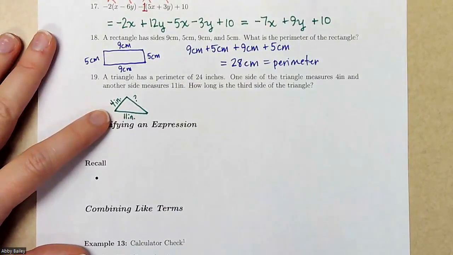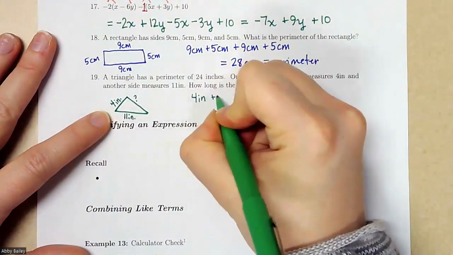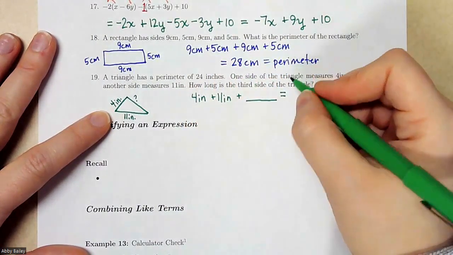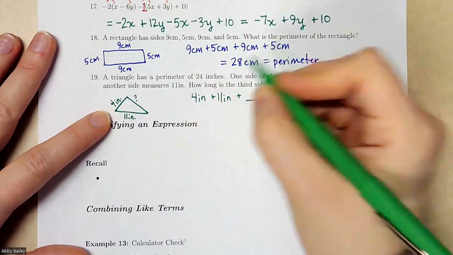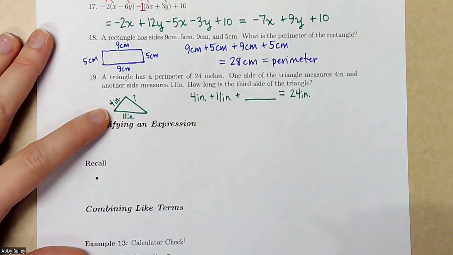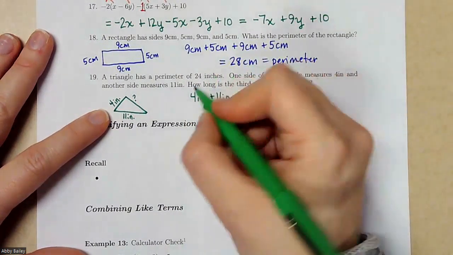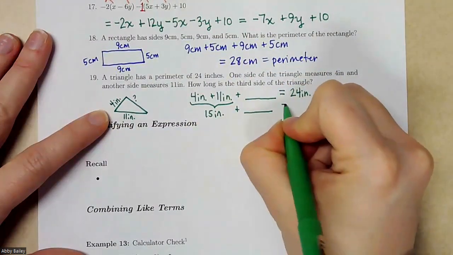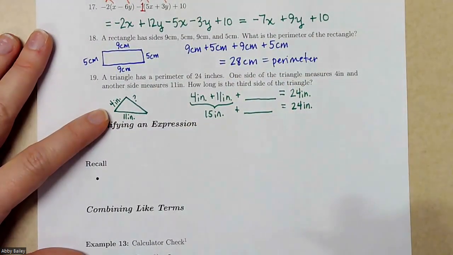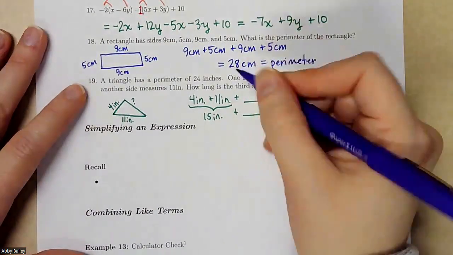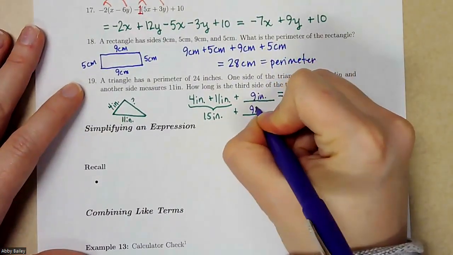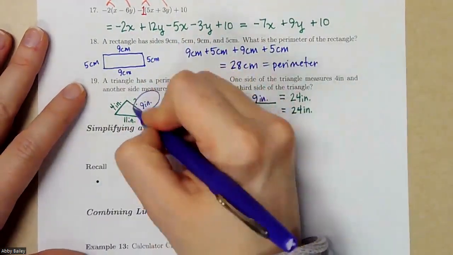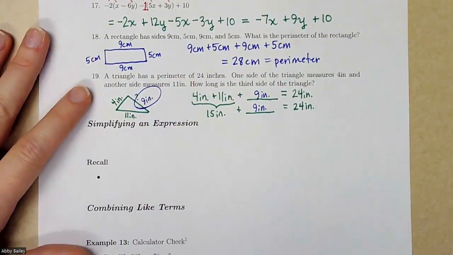Well, we know that 4 inches plus 11 inches plus who knows the third side, we will in a minute, will equal a total of 24 inches. Okay, 11 inches plus 4 inches makes 15 inches. What is that, 9? Niner. Third side, 9 inches. So how long is the third side of the triangle?